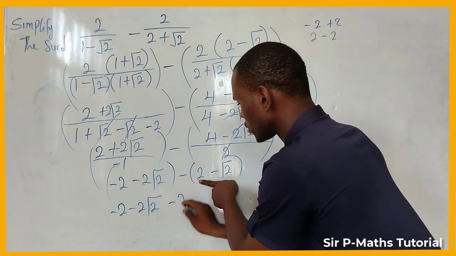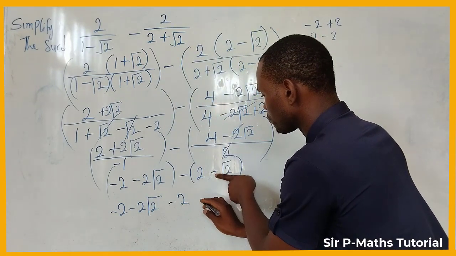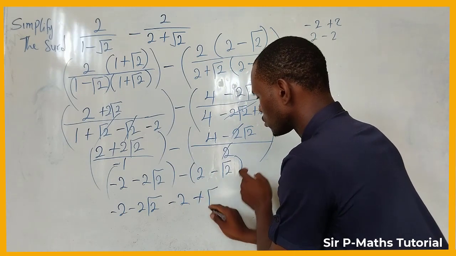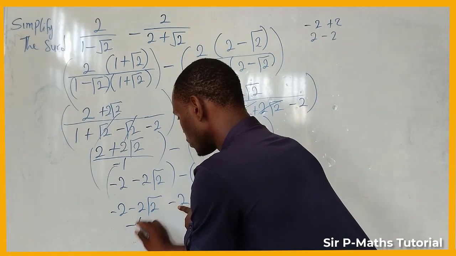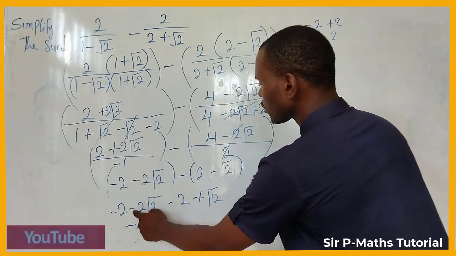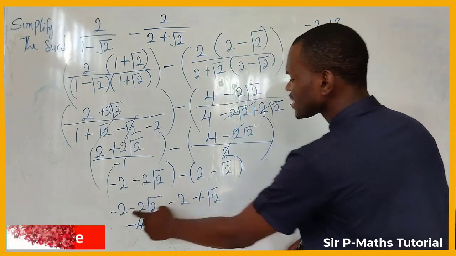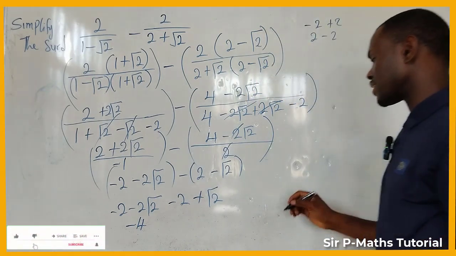Minus times 2 is minus 2. Minus times minus will give me plus root 2. Minus 2 minus 2 will give me minus 4. And minus root 2 plus 2. These are like surds, so they can add.